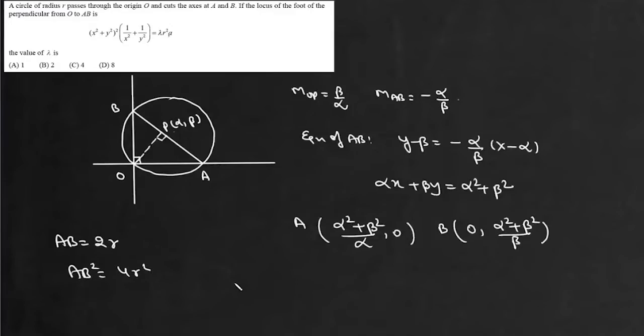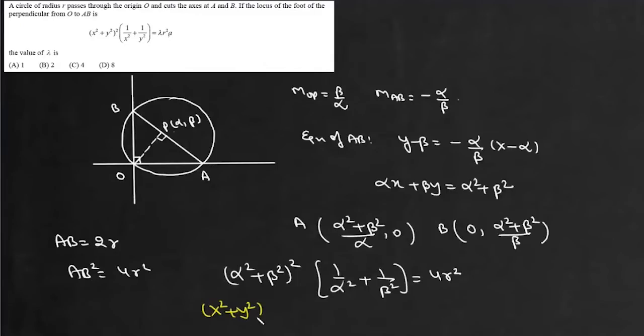Now AB square is alpha square plus beta square whole square into 1 upon alpha square plus 1 upon beta square, and that will be equal to 4R square. Now we'll replace alpha with x and beta with y. So this required locus will be x square plus y square whole square into 1 upon x square plus 1 upon y square, and it will be equal to 4R square. Now we compare it with lambda R square. That means the value of lambda is 4 and that's your option C.